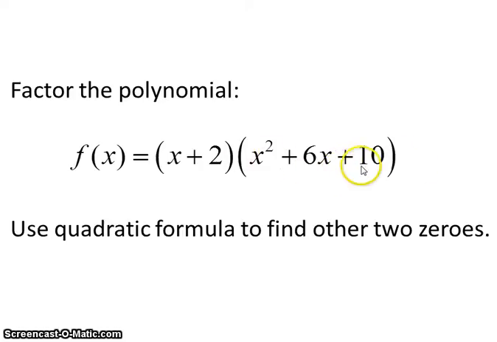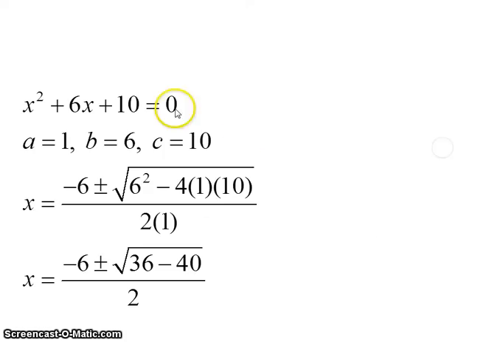So let's go ahead and use the quadratic formula to solve this. x squared plus 6x plus 10 equals 0. We write down what our a, b, and c are. It's always a good idea to do that. It limits your mistakes. Plugging it in, it looks like we are going to get a negative number inside of our square root. So our final two zeros are going to be complex. They're going to contain i's.